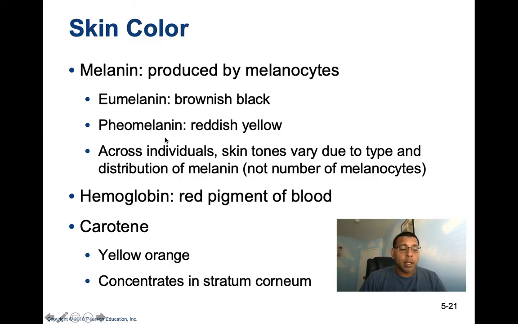Okay. Now, the second pigment is carotene. Carotene is a yellow to orange pigment, and it's found in certain plant foods.